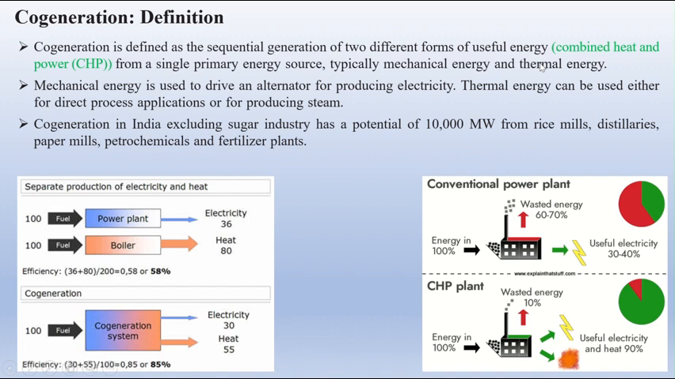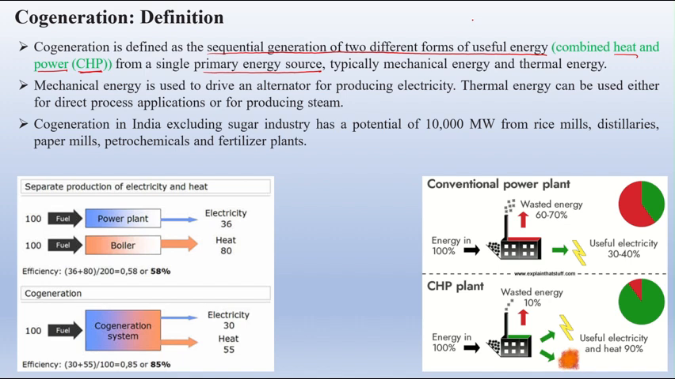Cogeneration is defined as the sequential generation of two different forms of useful energy. From a process, we are getting two forms of energy, heat and power. That means heat energy, and power, which is mechanical or electrical energy. So cogeneration is also called combined heat and power generation from a single primary source of energy.